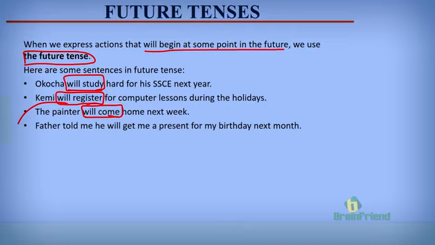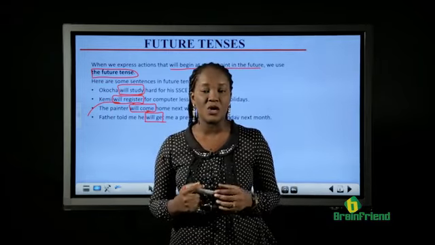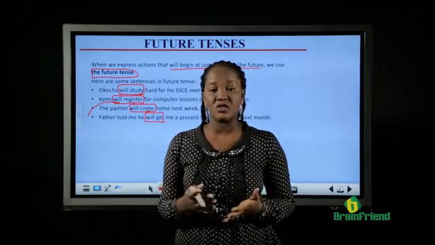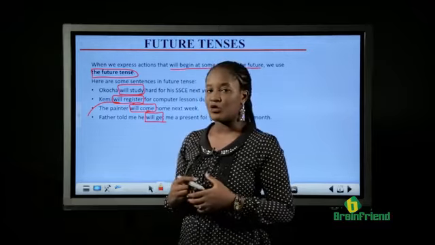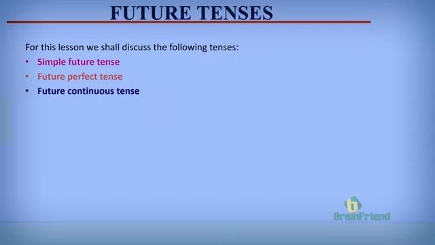Father told me he will get me a present for my birthday next month. We haven't gotten to my birthday month yet, but Father said he will get me a present. So these are sentences written in the future tense that express actions which are yet to happen at some point in the future. Now let's look at the classifications of future tenses.